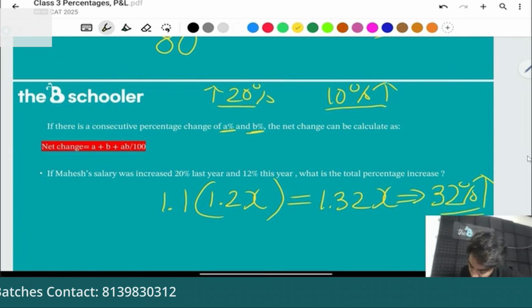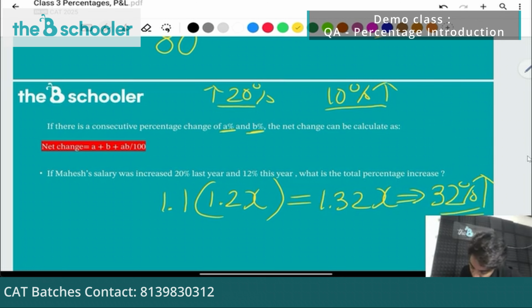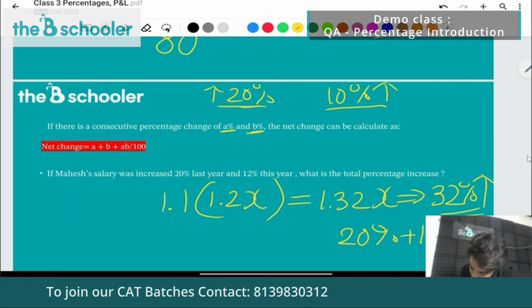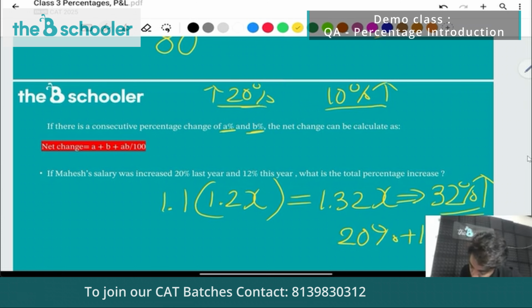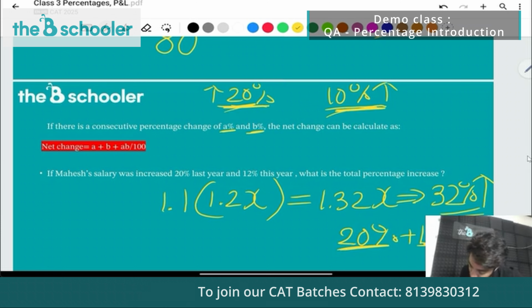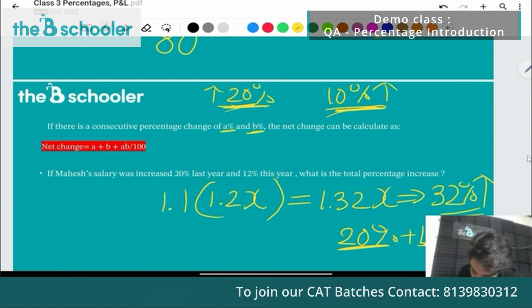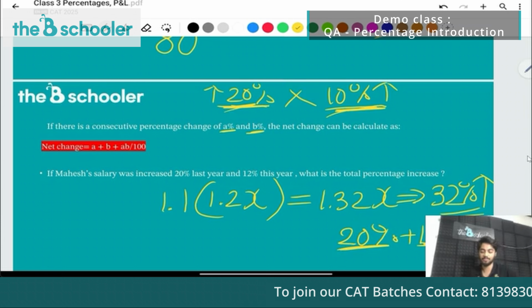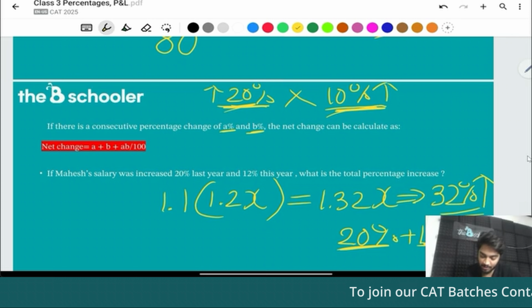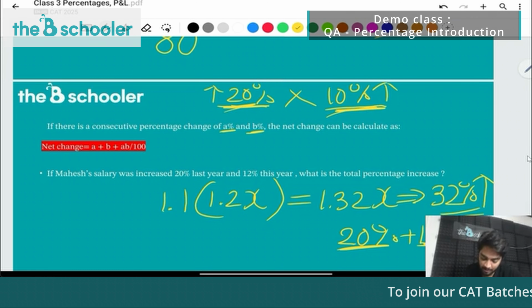Okay, this again, if you split it, you will get it as 20 percentage increase plus 10 percentage increase plus another 2 percentage. The 20% is given in the question, the 10 percentage is also told here. This 2 percentage came by multiplying 20 percentage and 10 percentage, similar to what we did in the consecutive reduction, in the x percentage increase and x percentage reduction.